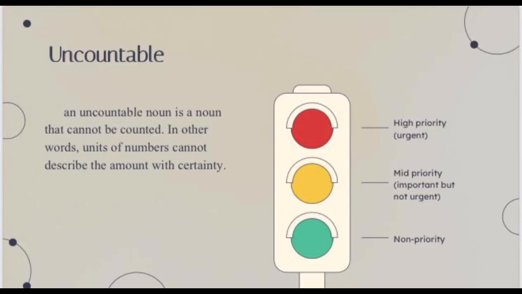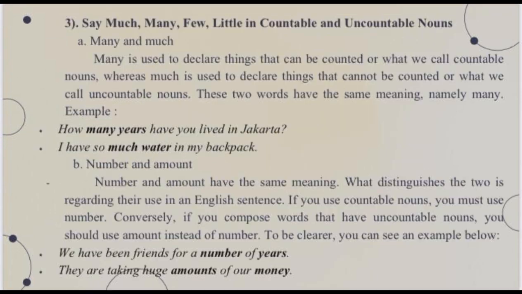Uncountable nouns are nouns that cannot be counted. In other words, units of number cannot describe the amount with certainty. Three, say much, many, few, little in countable and uncountable. A. Many and much. Many is used to declare things that can be counted, or what we call countable nouns. Whereas much is used to declare things that cannot be counted, or what we call uncountable nouns.